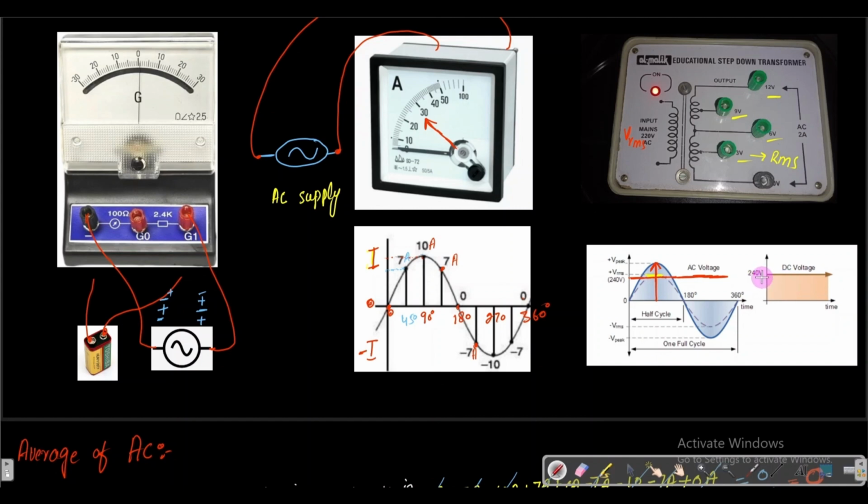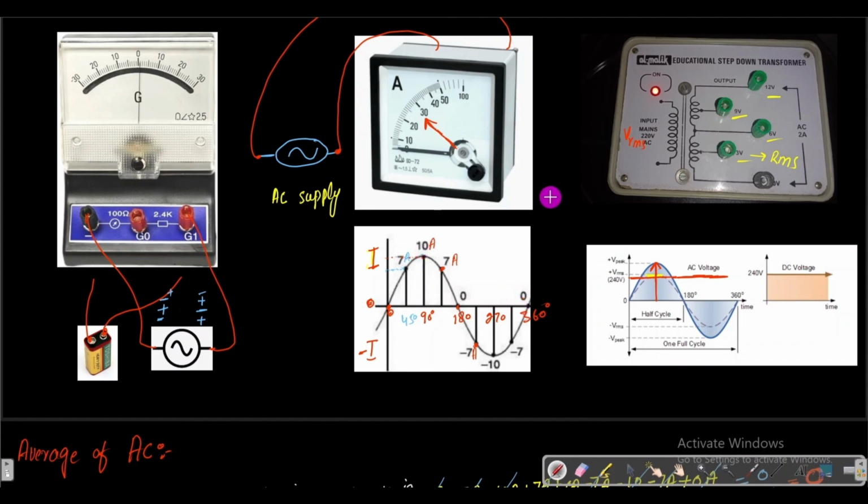Okay, so this is the 240 volt, which is the RMS value, and here it will behave as a DC voltage. In DC voltage, the needle will be at a specific position, so the needle is not vibrating. This is actually the RMS value, and it behaves as a DC voltage.